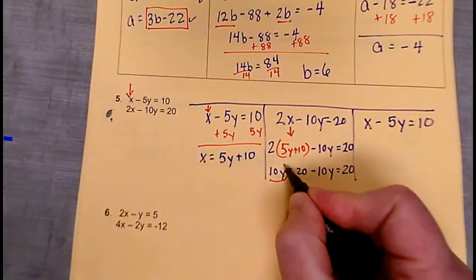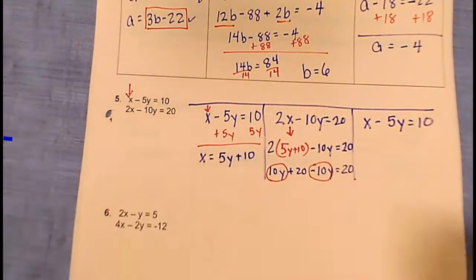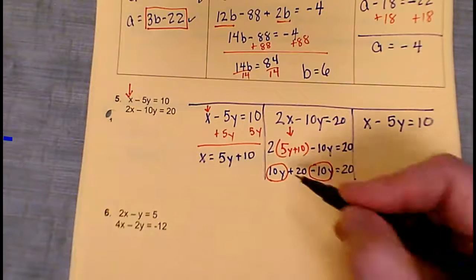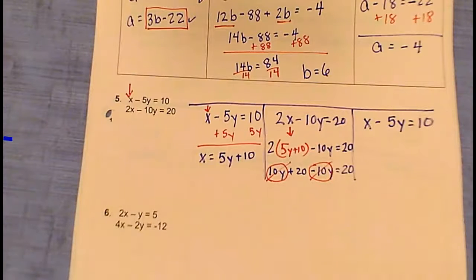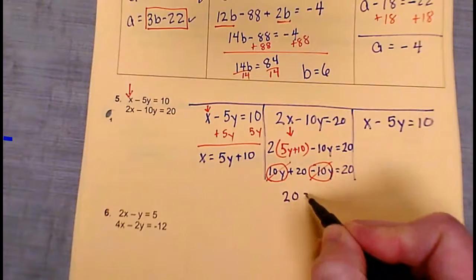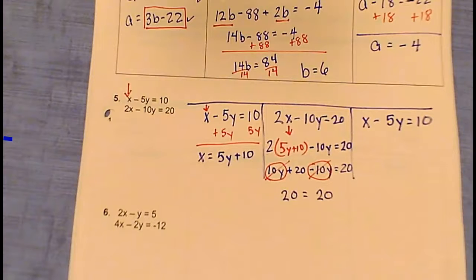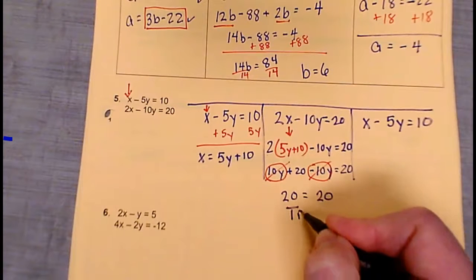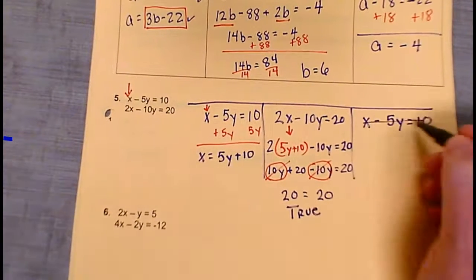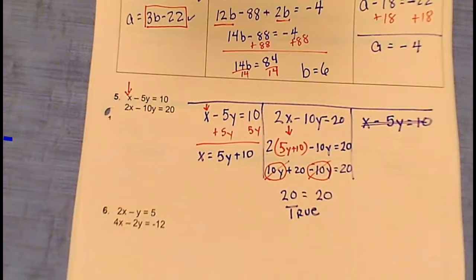But what happens when I combine like terms? What happens to a positive 10 and a negative 10? These zero out. Now there's two things that can happen when your variable zeroes out. It zeroes out, and is this true or false? True. So I don't need that equation. What that's telling me, when the variables zero out and I have a true statement, is one line was exactly on top of the other.